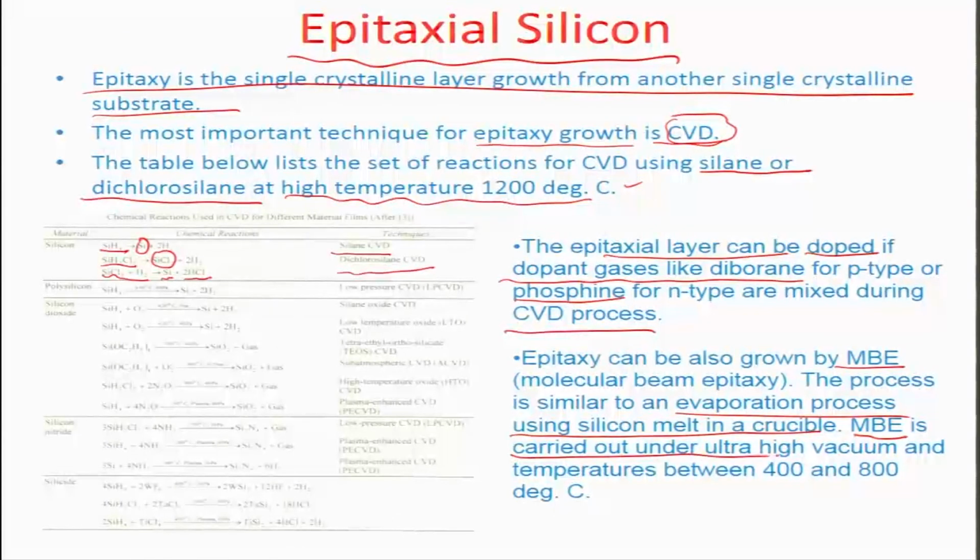So, they are carried out under ultra high vacuum in temperatures ranging from 400 to 800 degrees Celsius, and the process is again the same, a few layers of pure silicon getting deposited from the beam onto the substrate, which is otherwise a single crystalline silicon. And so, the substrate nature would be reflected in terms of the arrangement of silicon atoms, which happens because of deposition through the beam etc.